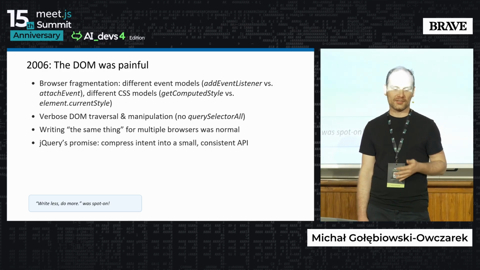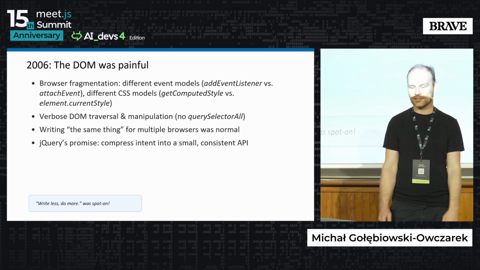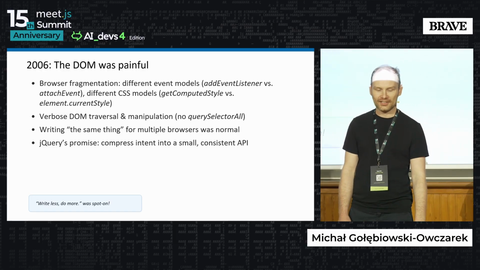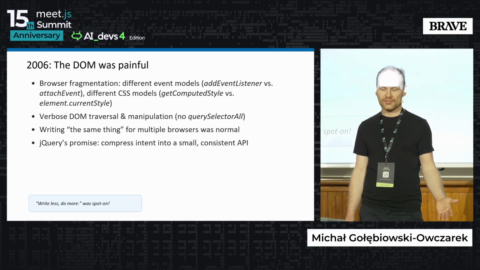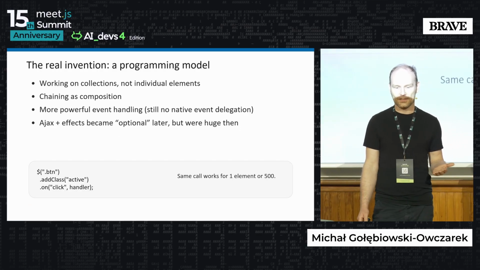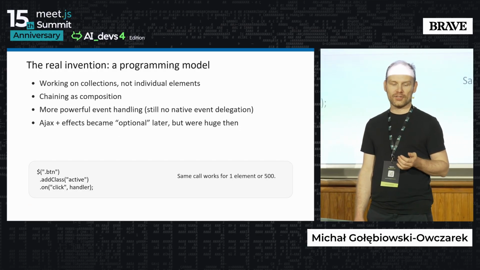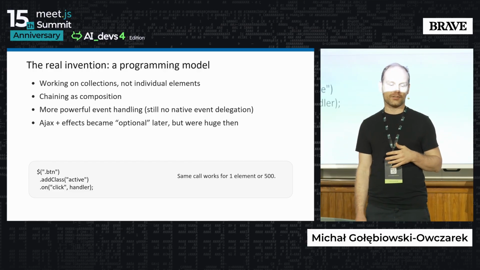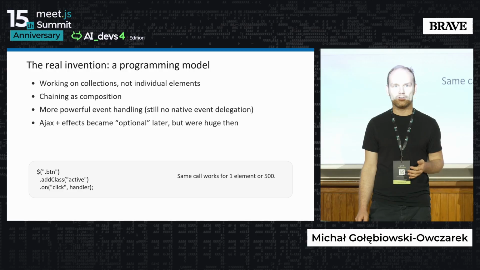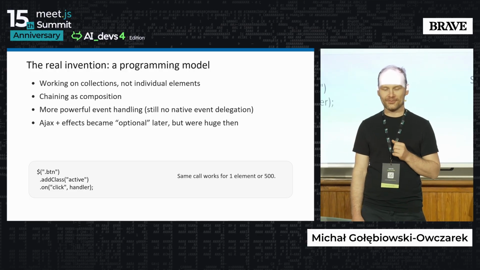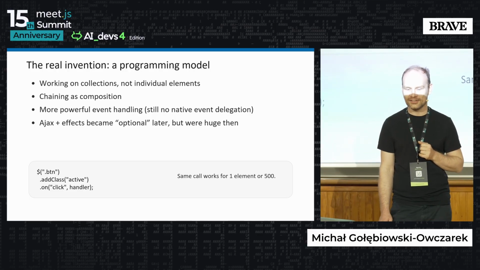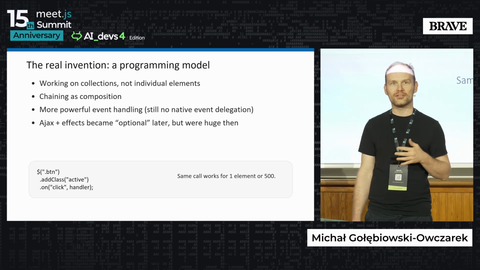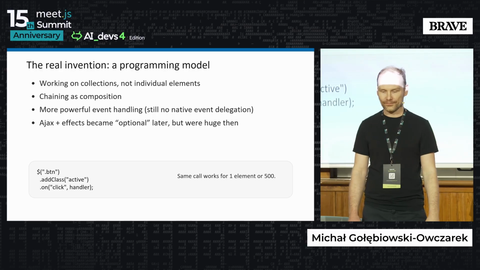So jQuery's promise was to compress this into a small, consistent API that you only write once. That's how the slogan originated: write less, do more. But this wasn't the only way jQuery revolutionized writing web apps. The real invention was also the programming model, where you work on collections, not individual elements. There is chaining as a composition mechanism and more powerful event handling. For example, we still have no native event delegation in 2026. The Ajax and effects modules became kind of optional to use later, but they were also huge back then.